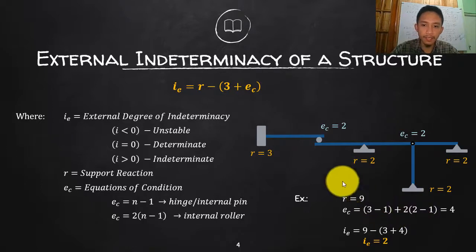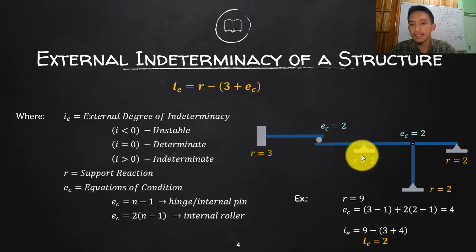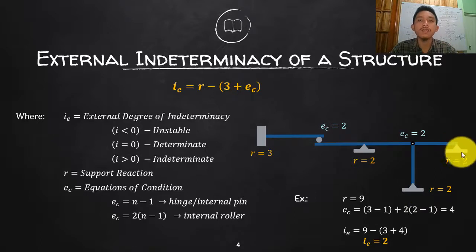Now, if we will try to compute the external degree of indeterminacy, all we need to do is find out first the reactions. This is a fixed support, so there are 3: the moment, the vertical, and the horizontal. Do not consider those as a support again, guys, okay? This is a support, this is a hinge, so there are 2, a horizontal and vertical. A hinge, so 2, a hinge, and that is also 2. So 2, 4, 6, 8, 9. So 9 total reactions. So that is your R in your formula.